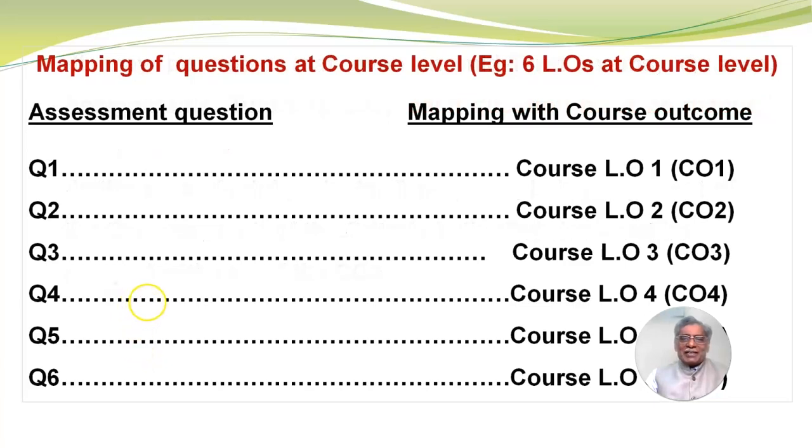Mapping of questions at course level. For example, 6 learning outcomes at course level. Question 1 must be mapped with CO1. Question 2 must be mapped with course learning outcome 2, CO2. Question 3 must be mapped with course learning outcome 3, CO3. Question 4 mapped with CO4. Question 5 mapped with CO5. Question 6 mapped with CO6.